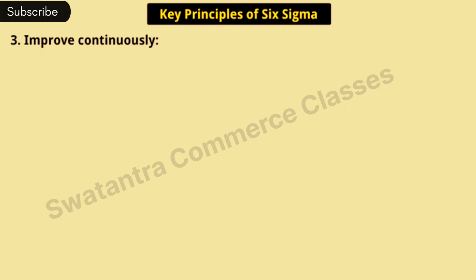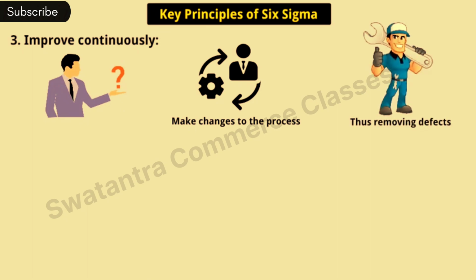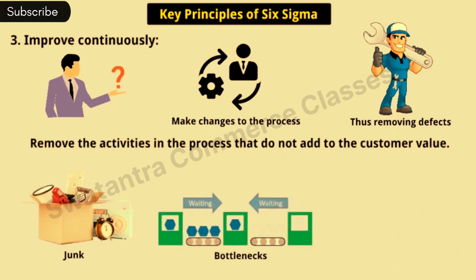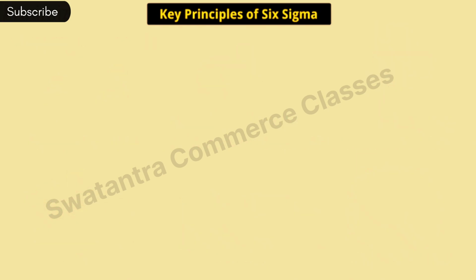Number 3, improve continuously. Once the problem is identified, make changes to the process to eliminate variations, thus removing defects. Remove the activities in the process that do not add to the customer value, taking out the junk and bottlenecks from the process, and improve continuously.